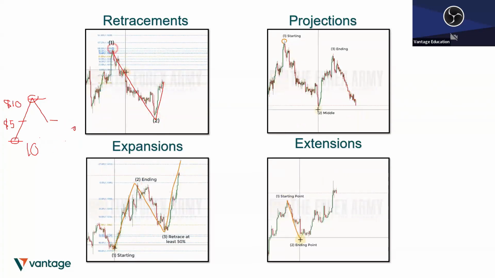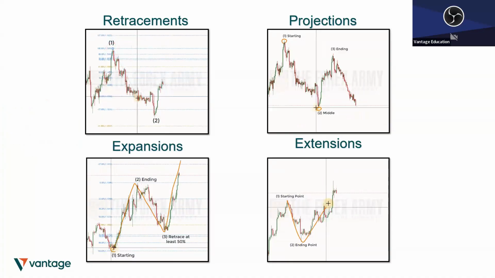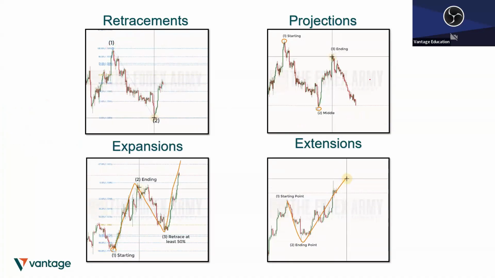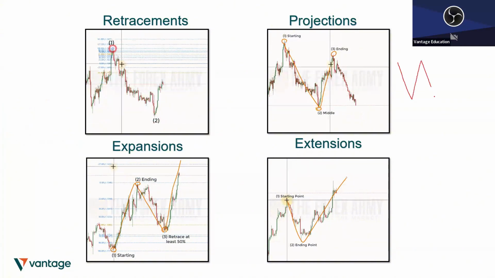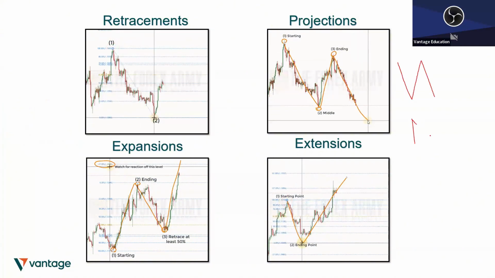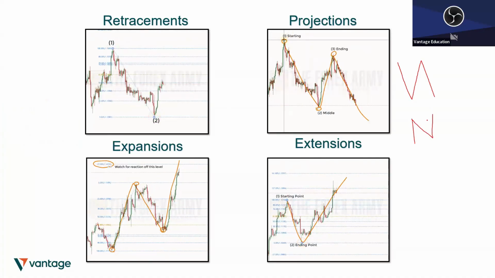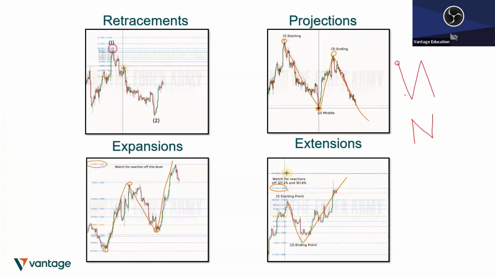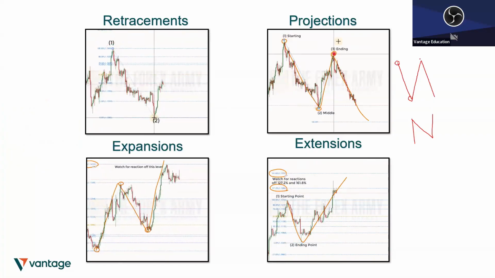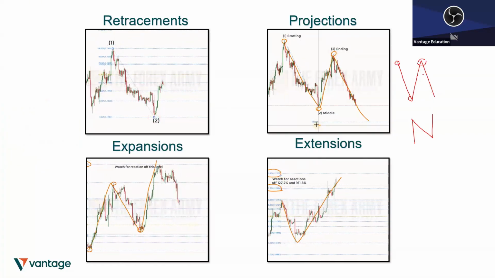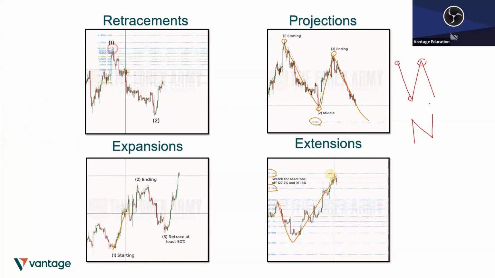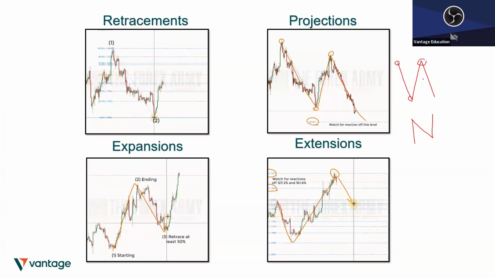Similarly for projections, you want to find an N pattern. The N pattern can look like this, or it can look like this, whatever it is. You take point 1, point 2, and point 3 to project where price is going to land.